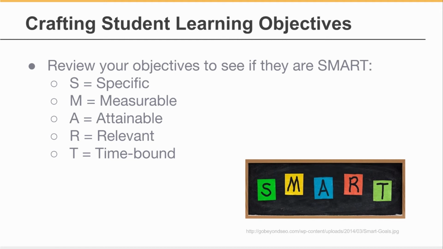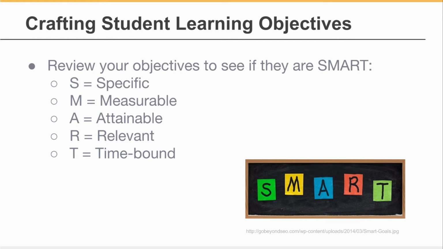After you have finished drafting a set of objectives, one final check is to see if your objectives meet the SMART test. SMART is an acronym for: are they specific? Can they be measured through an assessment? Are they realistically attainable given the circumstances? Are they relevant to your overarching course goals? And is there an explicit time frame in which the objectives can be achieved?